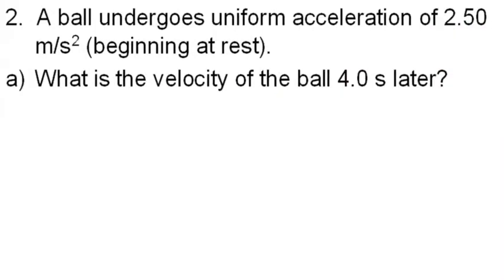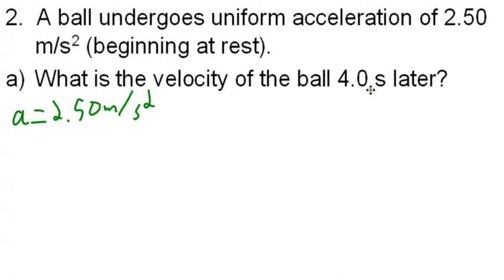Let's do another practice problem. A ball undergoes uniform acceleration of 2.50 meters per second squared, beginning at rest. What is the velocity of the ball 4.0 seconds later? At first glance, it looks like we don't have enough information for this particular problem, but let's go ahead and start listing out our variables and reading more carefully what we are given. So let's look at our values first that are given. We are told that we have an acceleration, so we have an a of 2.50 meters per second squared, and these are the base units, meters per second squared.